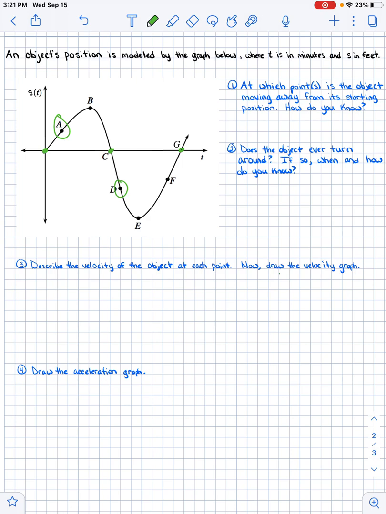At B, I'm going to answer 1 and 2 together. Does the object ever turn around? Yes, we know the object turns around. I'm going to use a different color. The object turns around at point B because we have a 0 slope. In other words, the distance was greater, and then the object turned around, and then the distance started to decrease. The same thing here: the distance is increasing, we have a 0 slope, so the object turned around, and then we're getting closer to the starting point again.